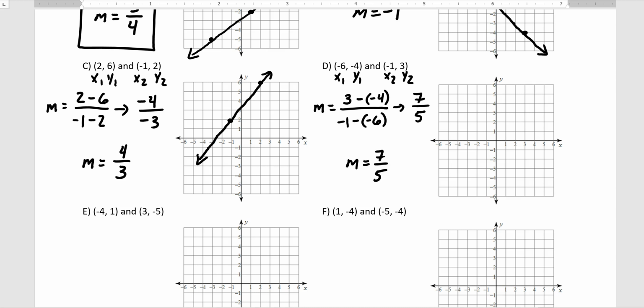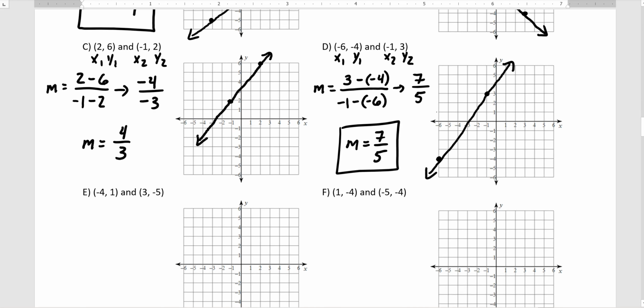Let's plot these points and find out. So we have -6, -4. That's going to put me right here. -1, 3. That's going to put me right here. So do I go up 7 and right 5 to get from this point to this one? Let's find out. 1, 2, 3, 4, 5, 6, 7. 2, 3, 4, 5. Sure enough, I do. Excellent. All right. Draw a line connecting the points. And we can be pretty confident that m equals 7/5.